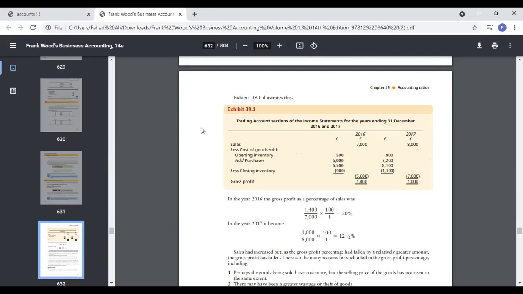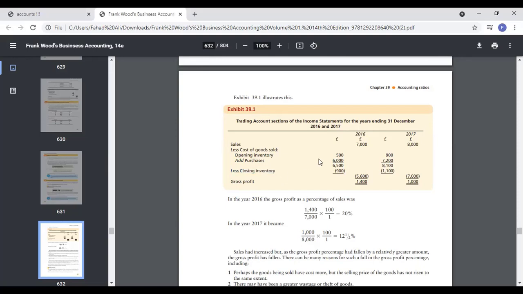But if I ask about accounting answers, the accounting answers would be opening inventory and purchases. They both contribute to the increase in the cost of sales. I'm repeating again, opening inventory and purchases both contribute to the increase in cost of sales. So, sir, what about closing? Closing inventory helps in decreasing the cost of sales. This is a fixed rule in every scenario.